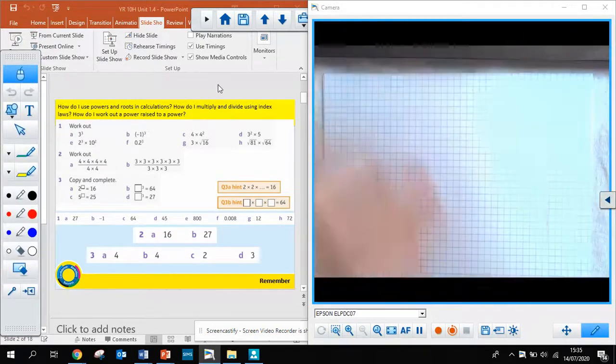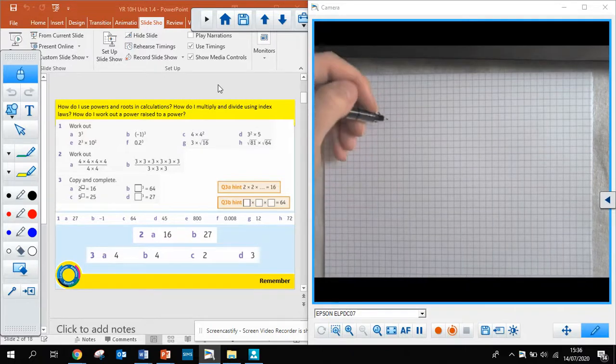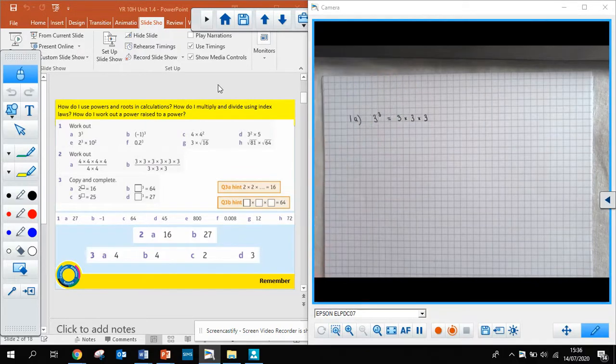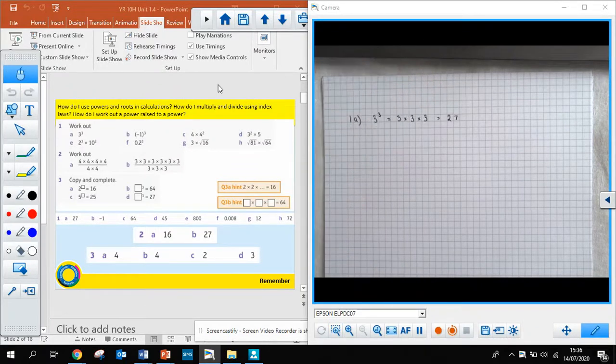Okay then, so question 1a asks you to work out 3 cubed, okay? 3 to the power of 3. So 1a wants to know the value of 3 to the power of 3, 3 cubed, which you've got to remember is the same as 3 times by 3 times by 3. Okay? 3 times 3 is 9. 9 times 3 is 27. So 3 cubed is 27.